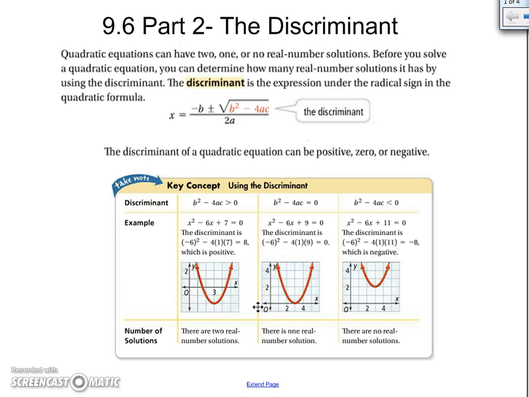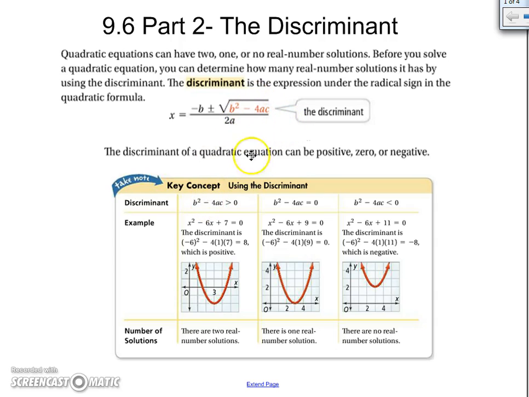And again, we learned earlier that a quadratic equation can have two, one, or no real number solutions. And before you ever begin solving a quadratic equation, we can figure out how many solutions it's going to have by using the discriminant. The discriminant is the expression underneath the radical sign right here. So this b squared minus 4ac, that's what we call our discriminant.